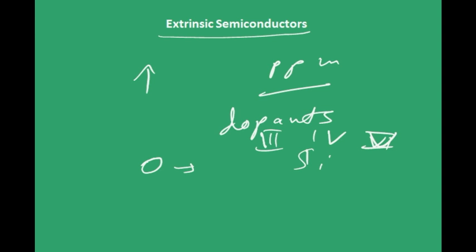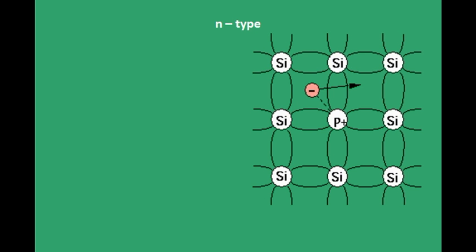When you take atoms from this group, those are trivalent impurities, and when you take atoms from this group, they are pentavalent impurities. So here also there is a classification, or there are two types of extrinsic semiconductors. When you add a pentavalent impurity, say phosphorus here, then it is known as N-type.